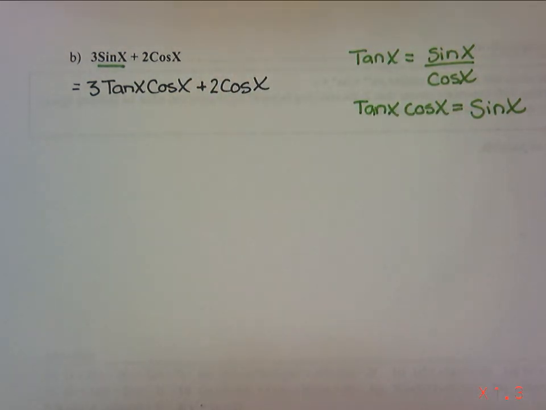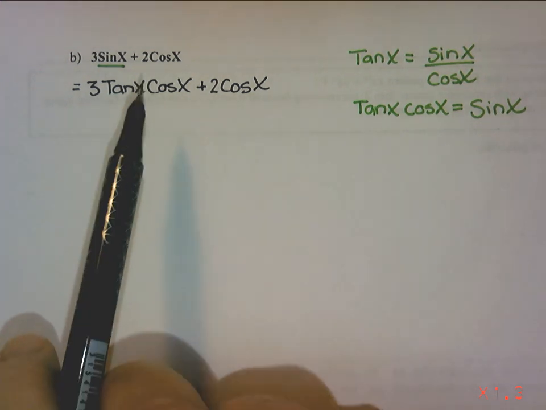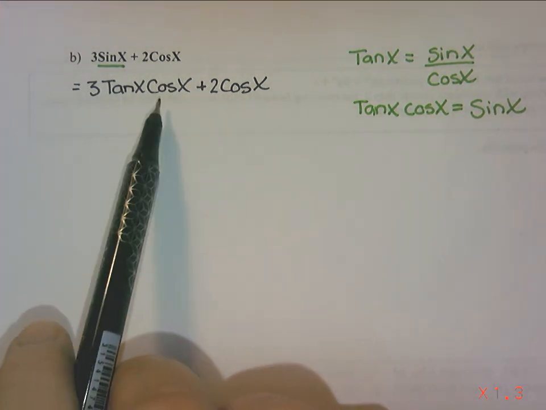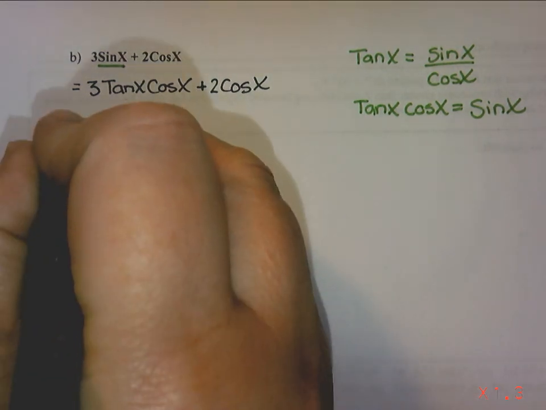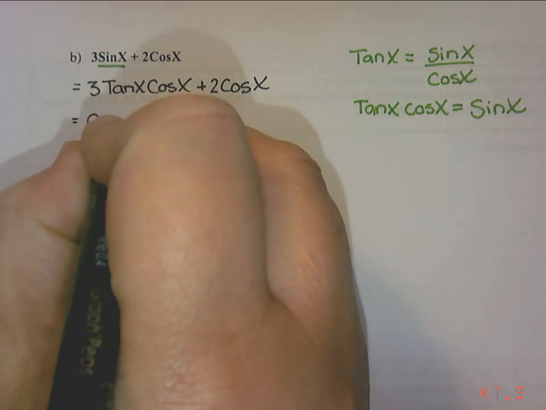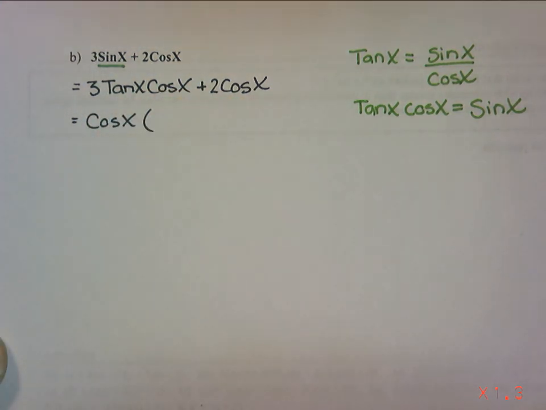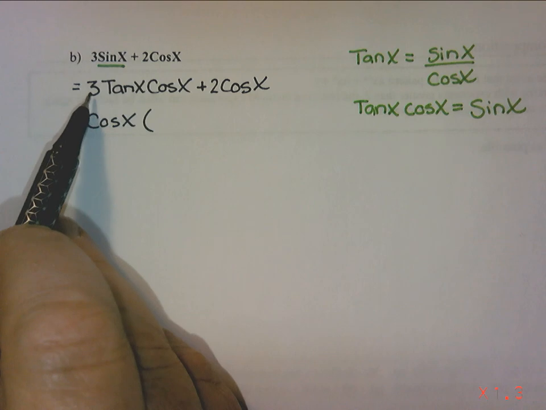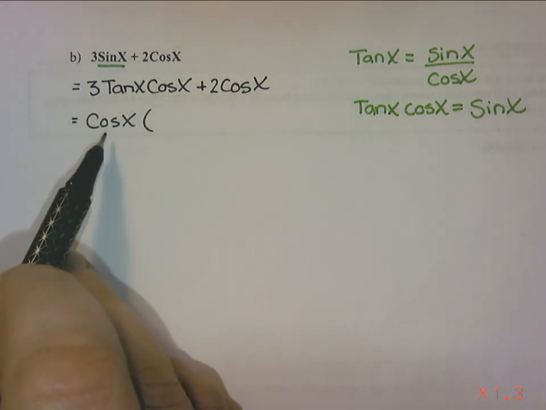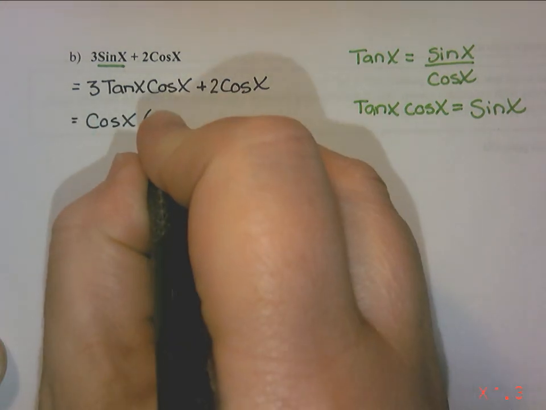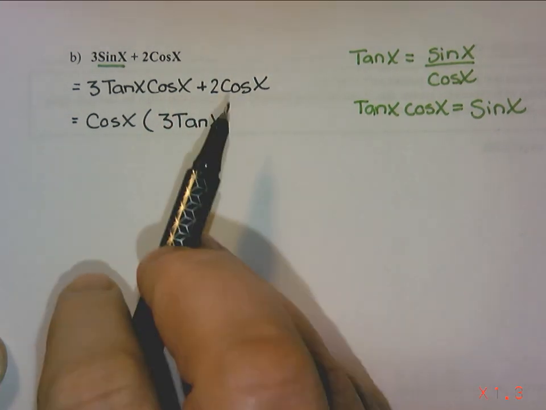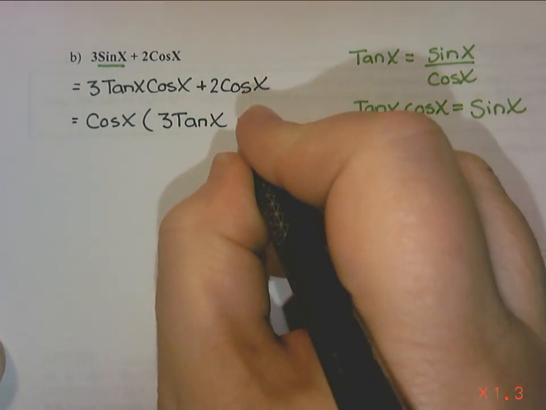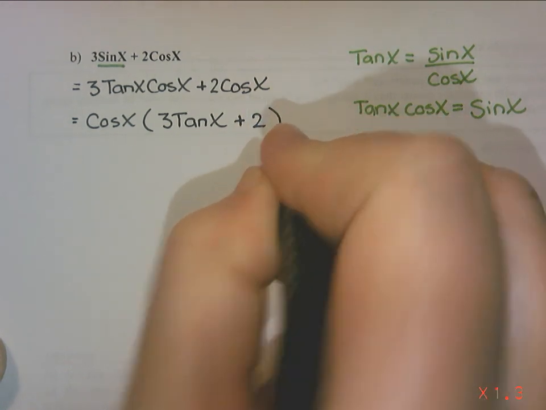Now, what I notice at this point is that both of these terms now have a cosine x. So I could simply common factor out a cosine x. So I have cosine of x times, if I divide 3 tan x cos x by cos x, I'm going to be left with a 3 and a tan x. And then if I divide 2 cos x by cos x, I'm left with a plus 2.